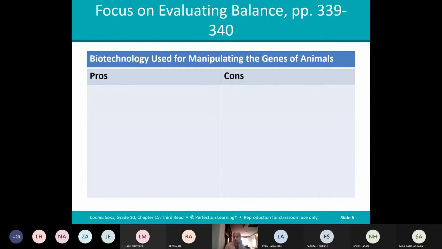She mentioned the pros, the sides, or the advantages of the science interference. She mentioned manipulating the genes of animals. How can it be helpful? How can biotechnology be helpful? Should I say, miss? Yes, Sarah.